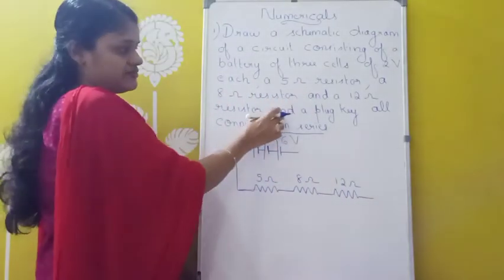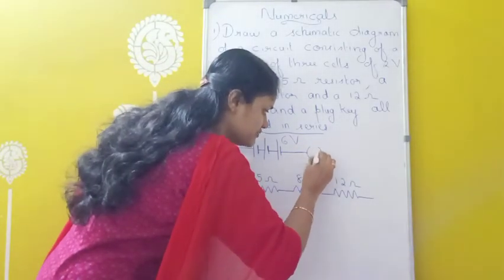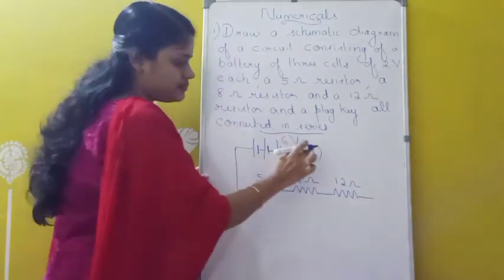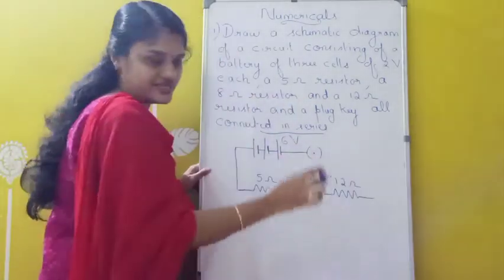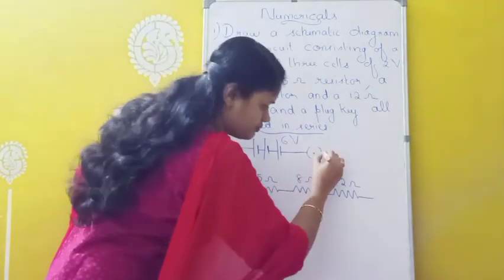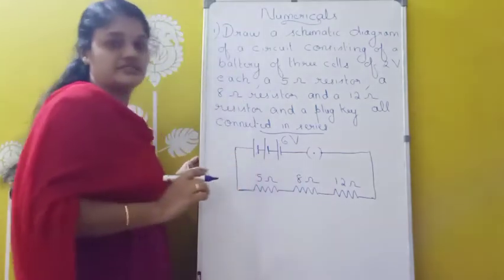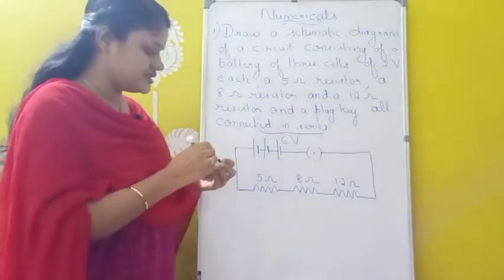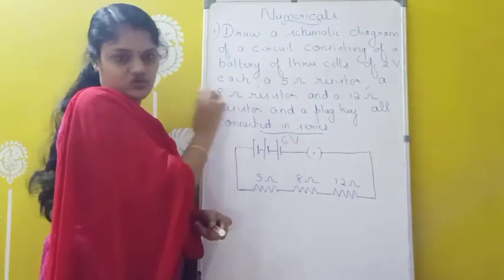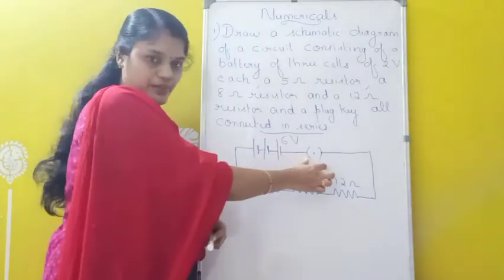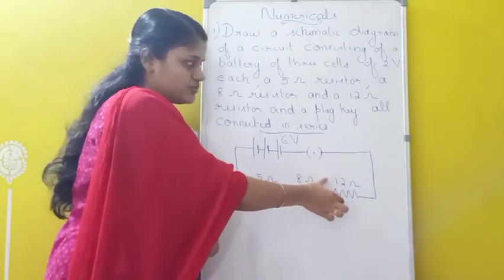Okay. Then we have a plug key. That means we have to connect a closed key. So only when the key is closed, current will pass. So we can put a dot here. Okay. Closed key. So all connected in series. So we have to connect this one now. So this is the circuit diagram consisting of which all things? 3 cells of 2 volt. So 2 plus 2 plus 2 becomes how much? 6 volt. So this is a 6 volt battery. Then a plug key. Then we have 5 ohm resistor, 8 ohm resistor and 12 ohm resistor.